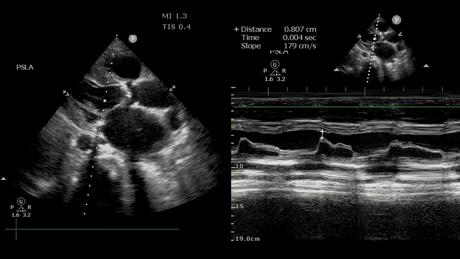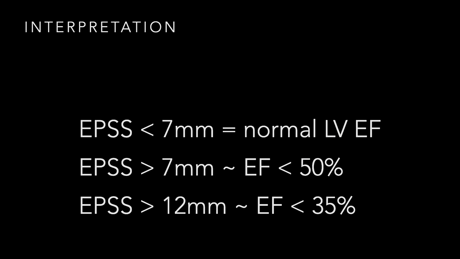And anything that is less than 7 millimeters is considered to be normal left ventricular ejection fraction. Anything that's greater than 7 millimeters is of varying degrees a decreased ejection fraction. If you want some more details on that, go back to the YouTube channel, look up the EPSS for left ventricular ejection fraction lecture that's on there. You can get the nice long version.